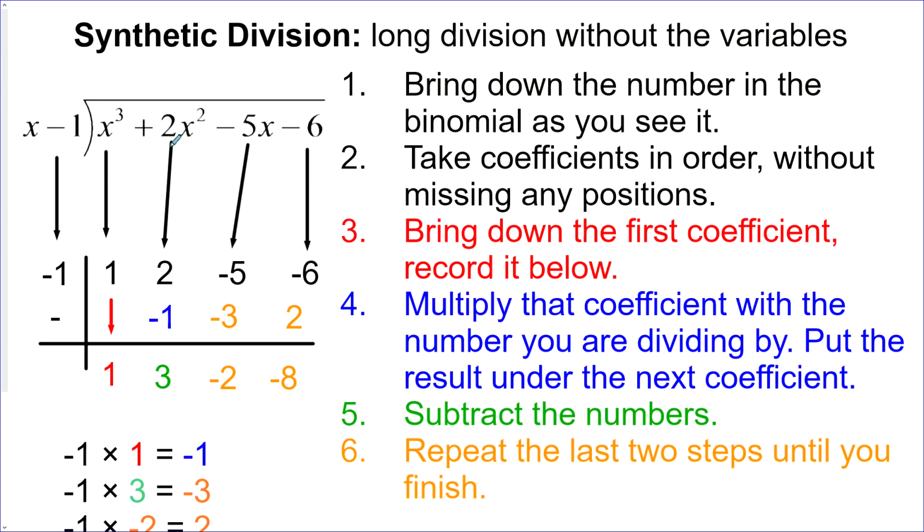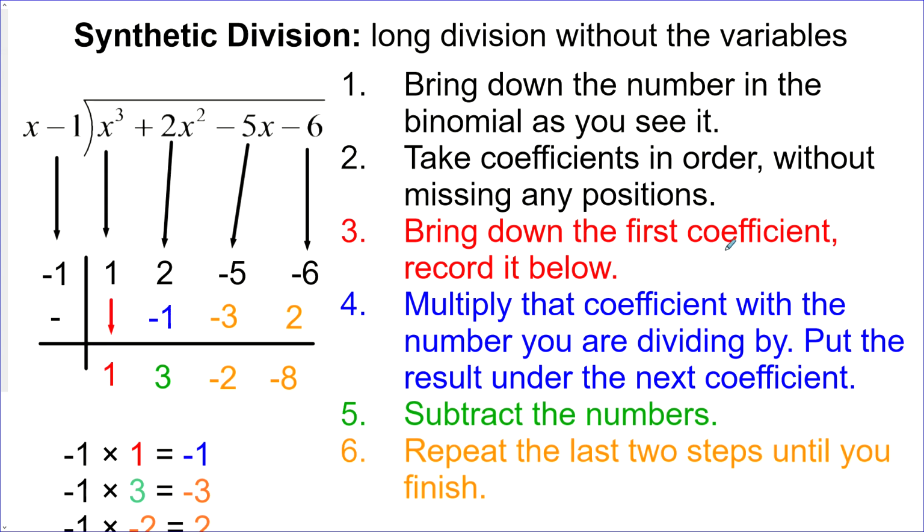Let's go through them. The first one, bring down the number in the binomial as you see it. Take the coefficients in order without missing any positions. So here we've got the -1, and we put that right here. The x doesn't matter because it's always going to be x. Then put the coefficients: 1, 2, -5, -6. So those match up right there. And then we do this kind of L shape, like the upside down division sign.